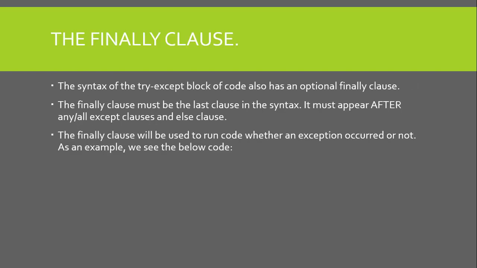The finally clause. The syntax of the try except block of code also has an optional finally clause. The finally clause must be the last clause in the syntax. It must appear after any and all except clauses and the else clause. The finally clause will be used to run code whether an exception occurred or not. As an example, we see the below code.